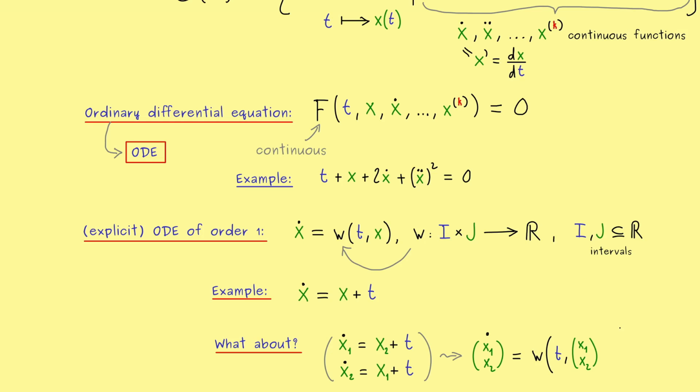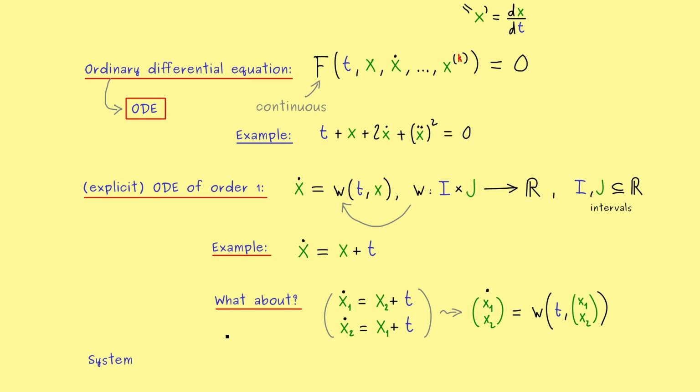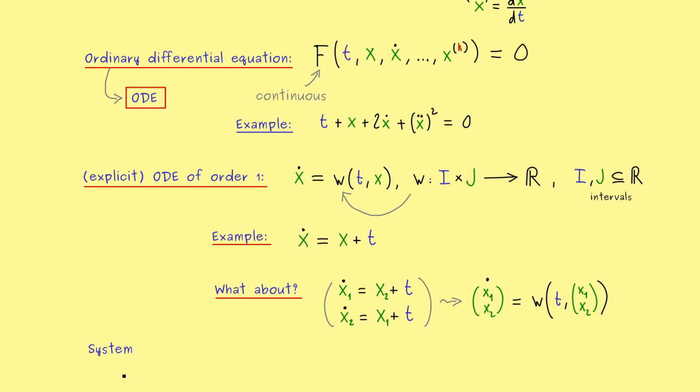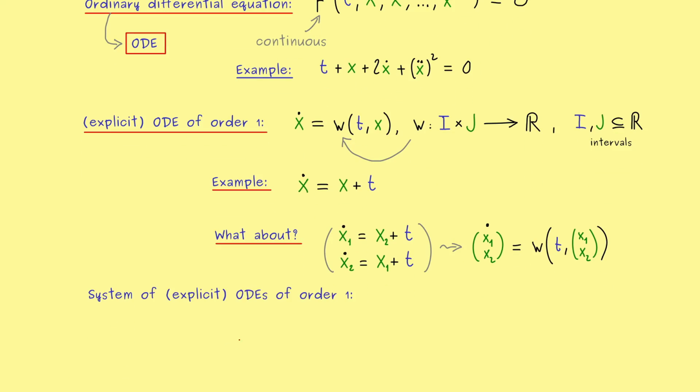So w gets again two inputs, but now the second input is a vector instead of the variable x. And then you should see, if we call the vector (x1, x2) simply x again, it has the same form as before. In other words, now we are able to define the term system of ODEs. More precisely, we would say we have an n-dimensional system of explicit ordinary differential equations of order 1. But you might already know, in the end, we will also just say ODE for such a system. Simply because from the form, from the looks, it's the same as our original definition.